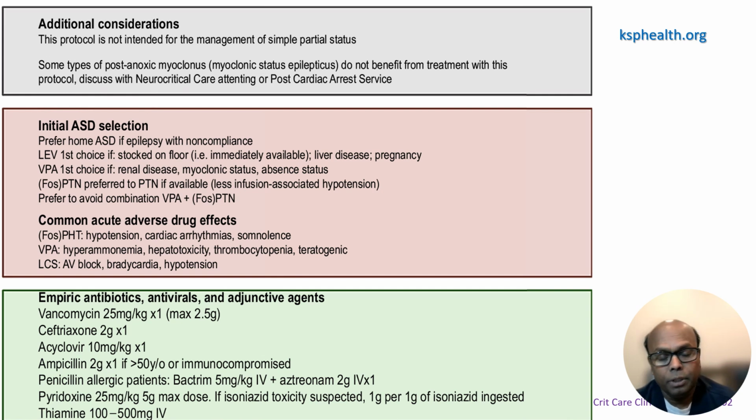Empiric antibiotics, antivirals, and adjunctive agents need to be given when there is a suspicion of meningitis or encephalitis. The doses recommended: vancomycin 25 per kilo, max of 2.5, ceftriaxone 2 gram, acyclovir 10 milligram per kilogram, ampicillin 2 gram, if the patient is more than 50 years old or immunocompromised, to cover for listeria. For penicillin-allergic patients, Bactrim 5 per kilo IV plus aztreonam 2 gram IV, 1 dose. Pyridoxine is given at a dose of 25 per kilo, max 5 gram, if isoniazid toxicity is suspected, 1 gram per 1 gram of isoniazid ingested. Thiamine dose 100 to 500 milligram IV.